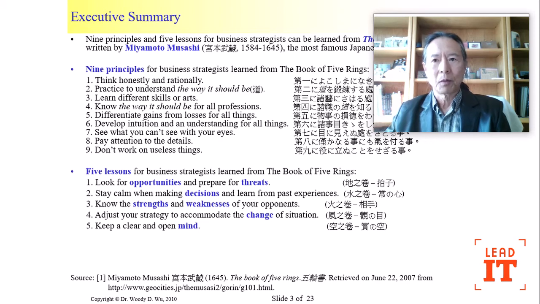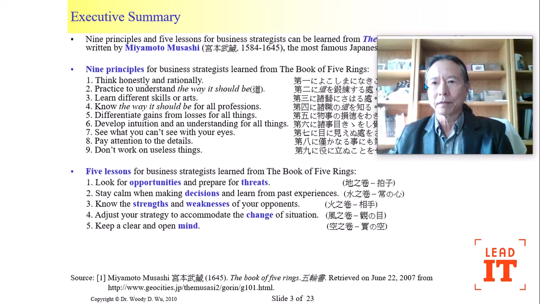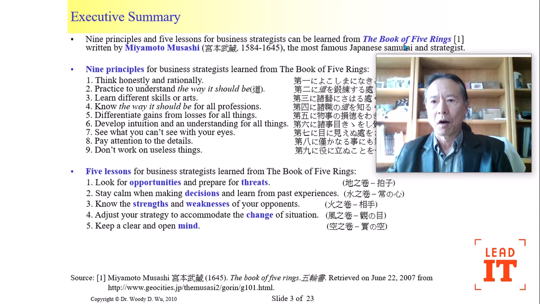Summary. Miyamoto Musashi, 1584 to 1645. The Book of Five Rings with nine principles. Number one, think honestly and rationally. It's not easy. CEO, COO, CFO, they are only human. I mean, they can be emotional, or they can think what they want to think or like to happen. So they may lie to themselves.